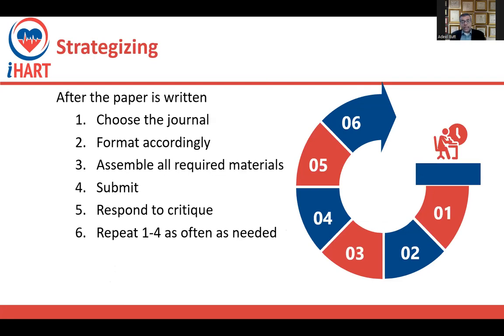So, strategizing after your paper has been written. There are 6 steps that I talk about. You choose the journal, and choose the journal carefully. You format the paper according to the requirements of the journal that you're going to submit to. Assemble all required materials before you start the submission process. Once you've uploaded that, hit the submit button. If you get asked to respond to peer review critiques, respond to the critique and repeat items 1 through 5 as often as needed.